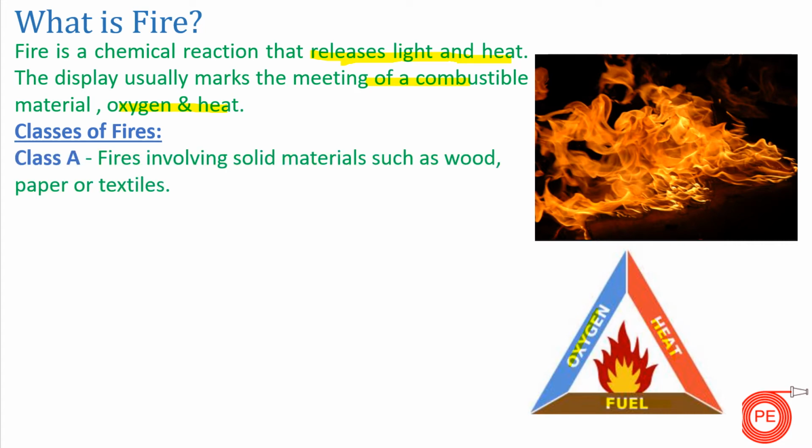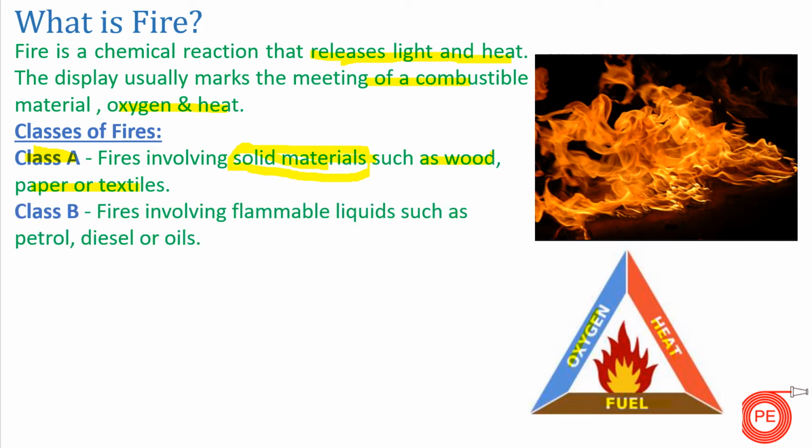So first is class A fire. Basically, when the fire occurrence is due to solid materials, when there is an involvement of solid materials such as wood, paper or textile. So if a solid material is burnt, that type of fire is known as class A fire.